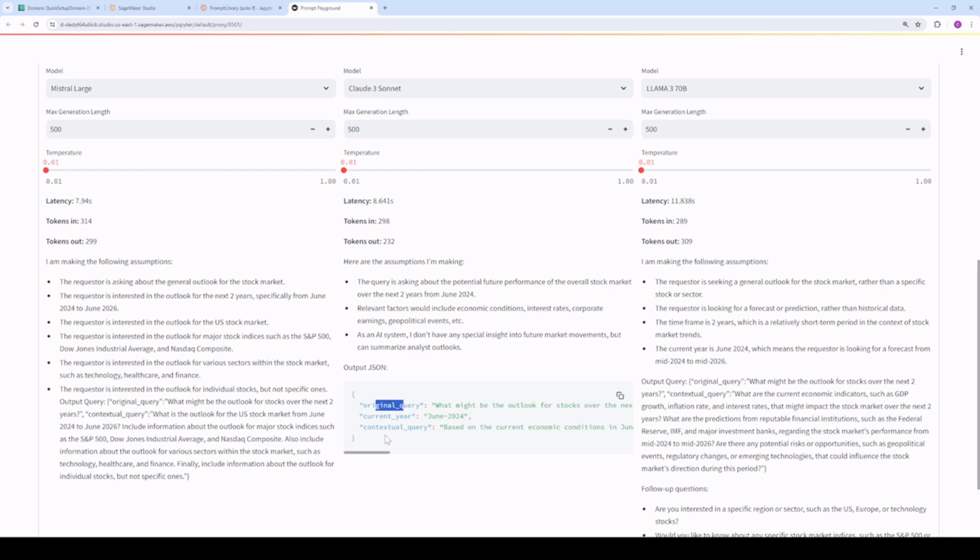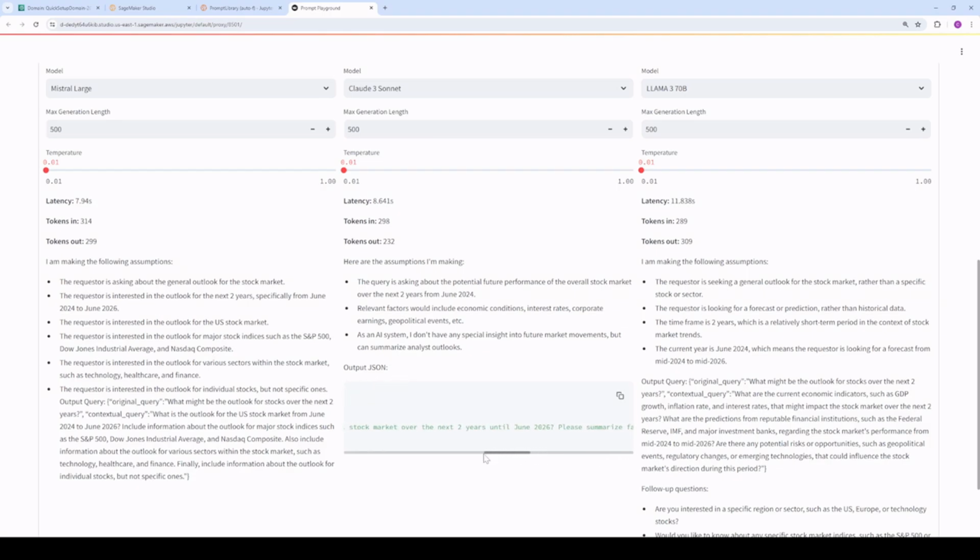And so now we have our original query, our contextual query: based on current economic conditions in June 2024 and forecast by major financial analyst institutions, what's the general outlook of predictions for the performance of the overall stock market over the next 2 years until June 2026? Please summarize factors like GDP growth, interest rates, corporate earnings, investor sentiment, and any major events or risks that could impact stock valuation for this period. Okay, I like this one, and we even got the output as a specific formatted JSON because it did the new line there.